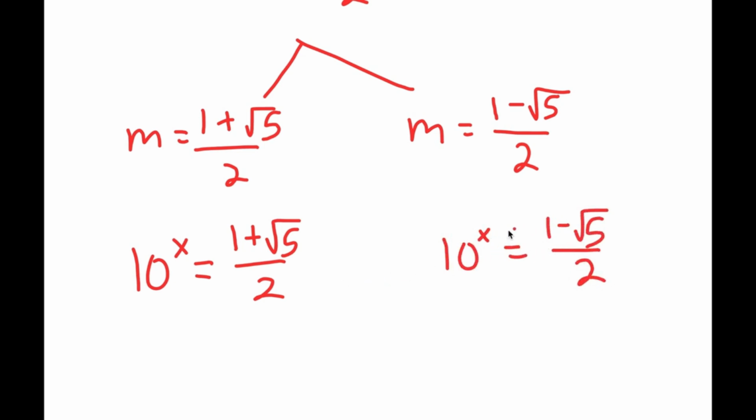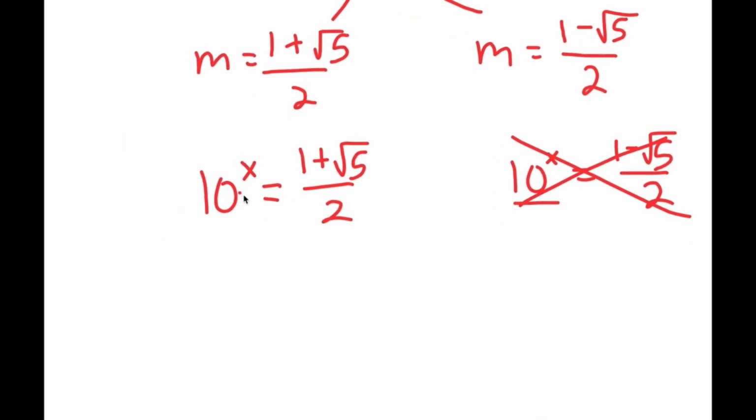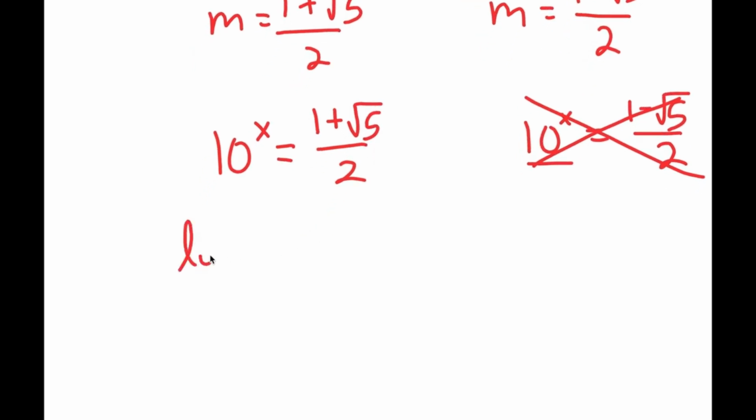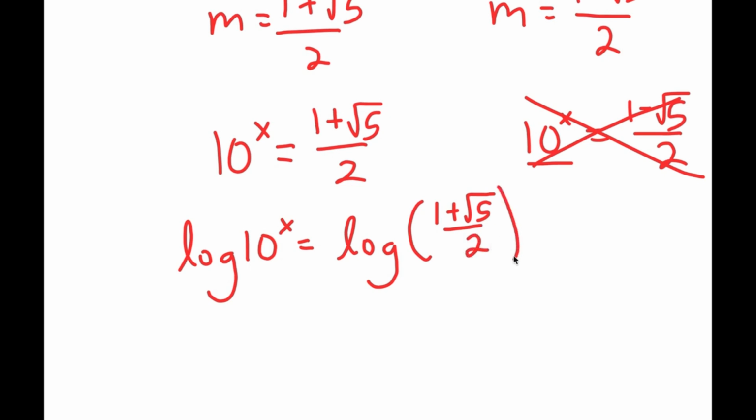So for my second equation over here, 10 to the power of x is equal to 1 minus the square root of 5 over 2. Well, 1 minus the square root of 5 over 2 is a negative number. And you can't take the power of a positive number and make it equal negative, meaning there's no solution to this equation. So we are only left with 10 to the power of x is equal to 1 plus the square root of 5 over 2. And to solve this, I'm going to take the log on both sides. So I get log 10 to the power of x is equal to log 1 plus the square root of 5 over 2.